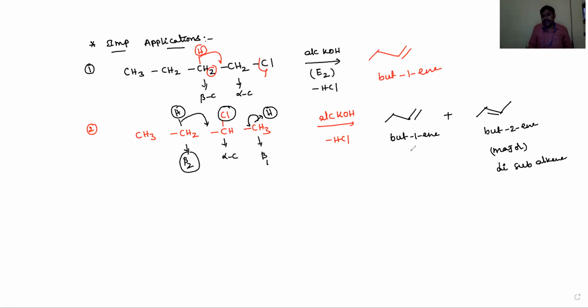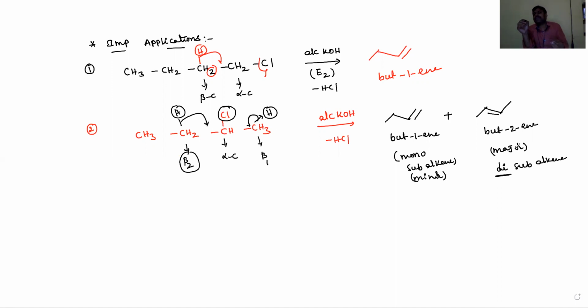Disubstituted alkene, and the other is a monosubstituted alkene. Hence it is the minor product, and the disubstituted alkene is the major product according to Saytzeff's rule. That's why this kind of reaction is called a regioselective reaction. If only one type of beta carbon is present, then it produces one single product. If more than one kind of beta carbon is present, then it produces more than one product.